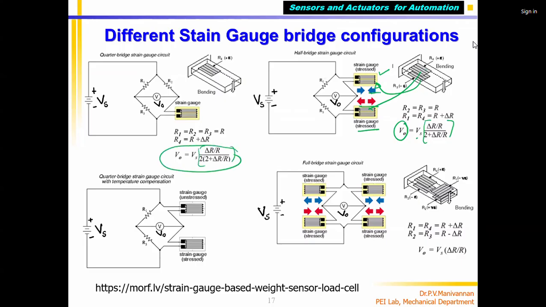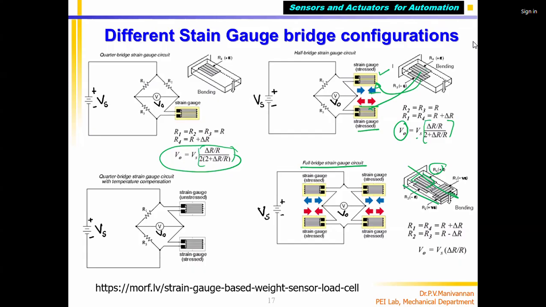Instead of that, if I still want more output for the same amount of force, I can go for a full bridge. Full bridge means all the 4 arms are strain gauges. The only thing is the strain gauges should be bonded in this fashion. So R4 is put like this, in transverse condition, correct? And similarly R3 on the bottom side, in transverse condition with respect to the cantilever.